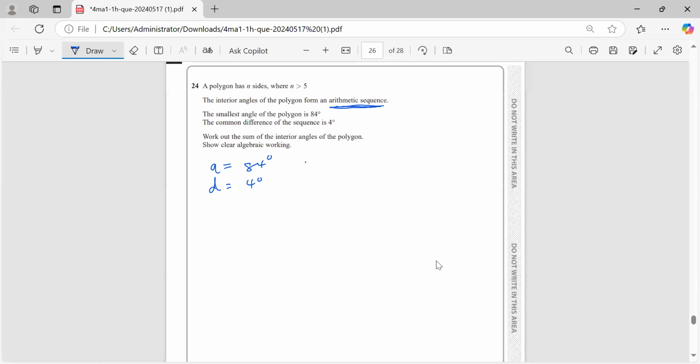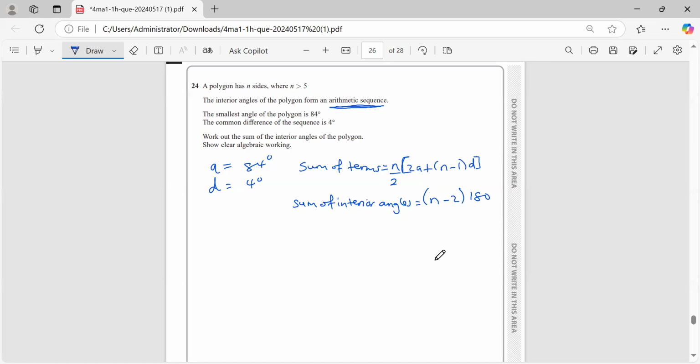They want us to work out the sum of the interior angles of the polygon, right? So the sum of terms in an arithmetic sequence is equal to n over 2 times 2a plus n minus 1, multiplied by the common difference, in a square bracket. And if you want to find the sum of interior angles of a polygon, you use n minus 2, whereby n is the number of sides, multiplied by 180. So we now have these two expressions, because they want us to work out the sum of the interior angles of the polygon. The first thing we have to do is find the value of n first.